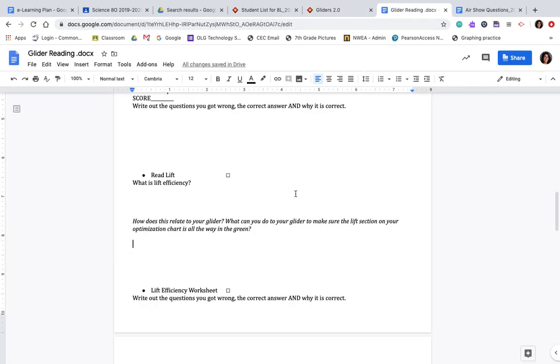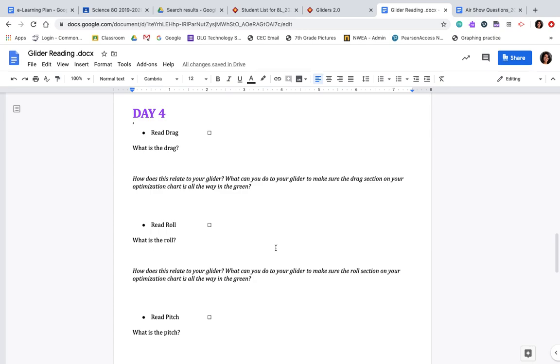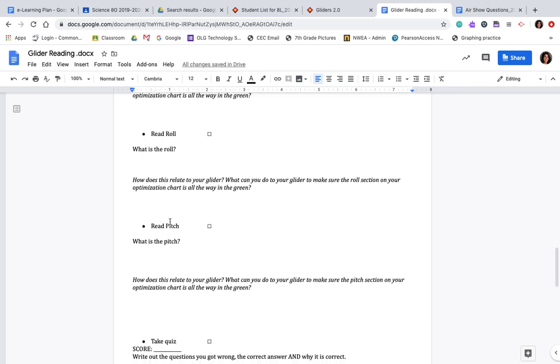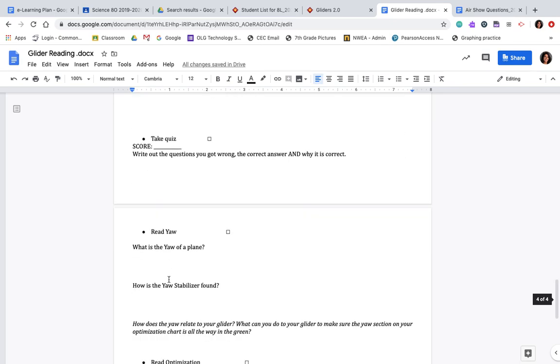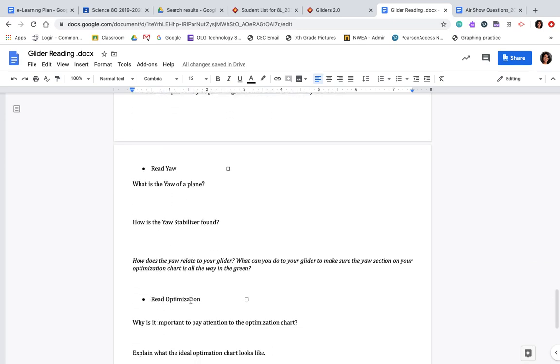Moving on, today you're moving on to day 4, which is our last day of research and planning before you actually get to start building. These sections are smaller, and for each section you have to answer what it is, and then how it relates to your glider. So you're reading drag, roll, pitch, there's a little quiz, and then reading yaw and optimization.